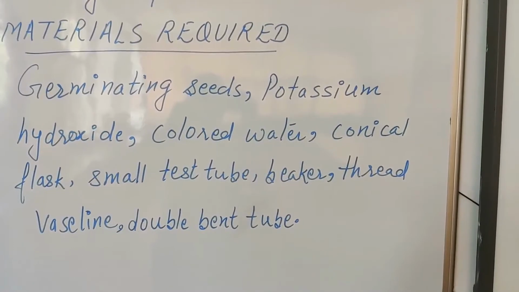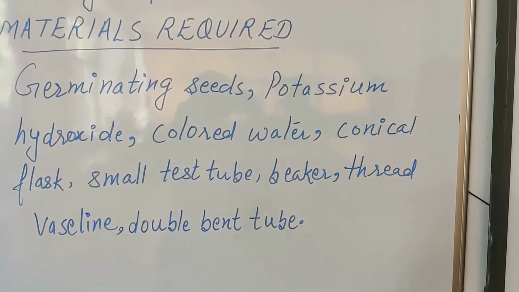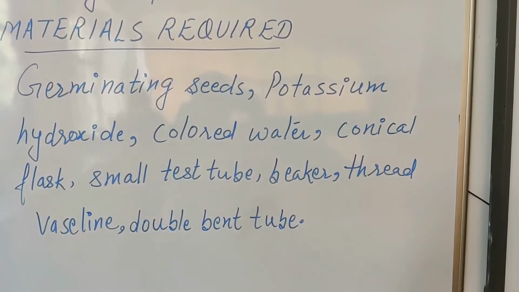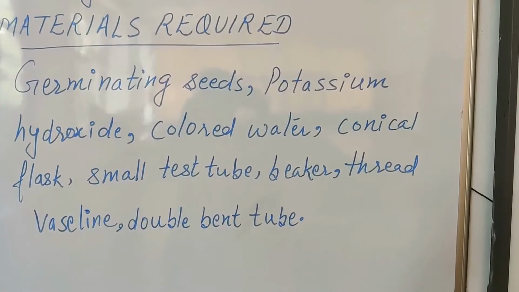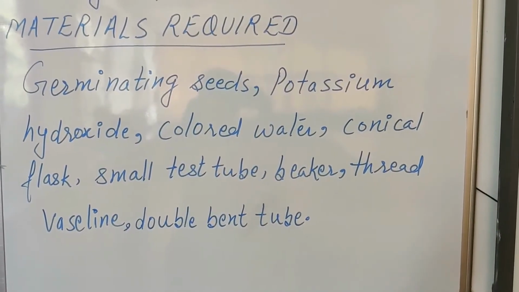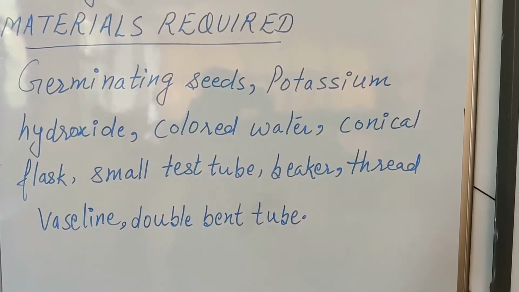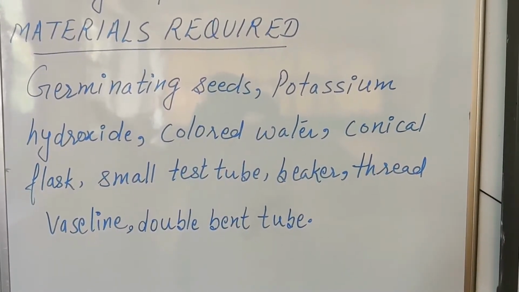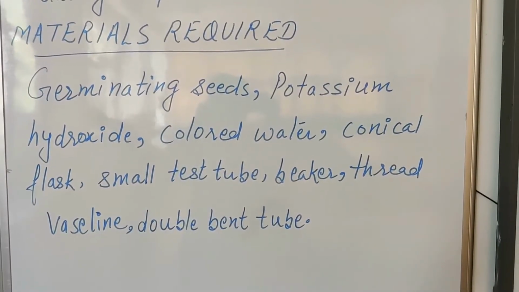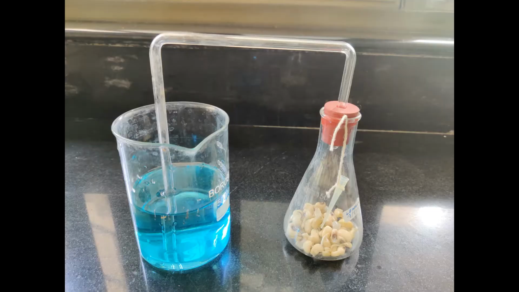Apart from that, we need a conical flask to put our seeds, a small test tube in which we will place KOH, and we will need a thread to hang the test tube in the conical flask. We will need Vaseline to make the whole apparatus airtight, and a double bend tube for letting the water rise in it.